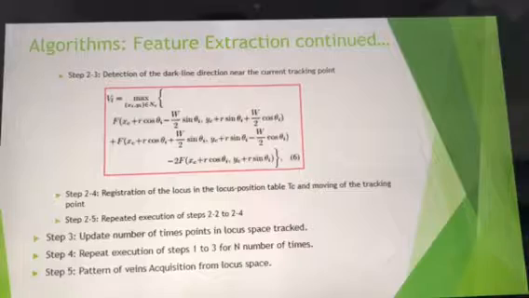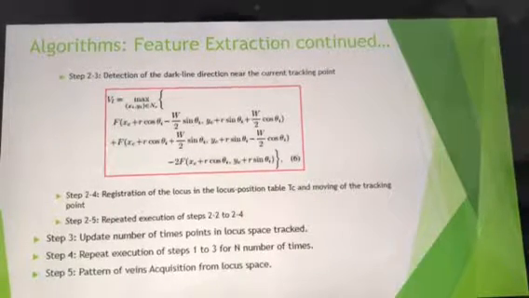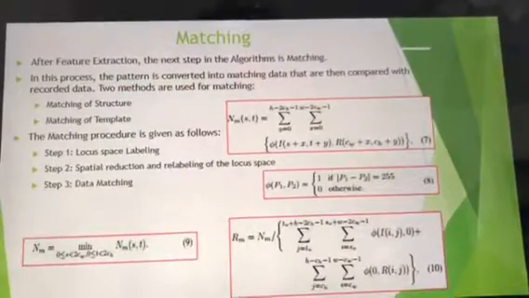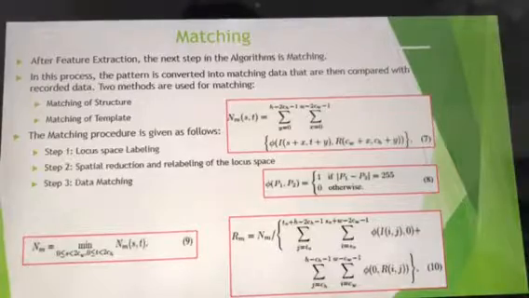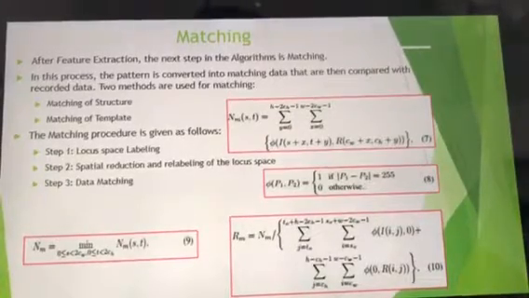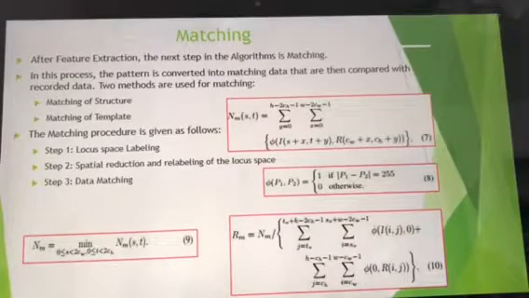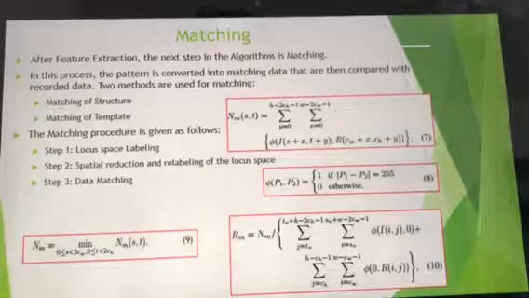Update the number of times points in the locus space were tracked. Repeat execution of steps 1, 2, 3 for n number of times, then acquire the pattern of veins from the locus space. Once you have done all the steps, then comes the pattern matching. After feature extraction, the next step in the algorithm is matching. In this process, the pattern is converted into machine data and then compared with the recorded data.